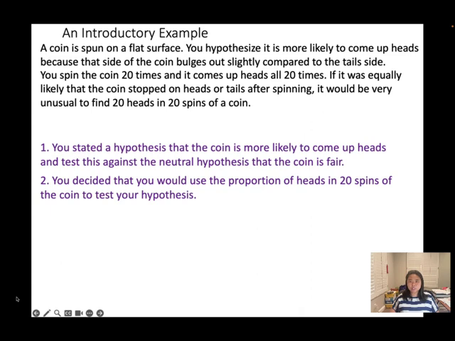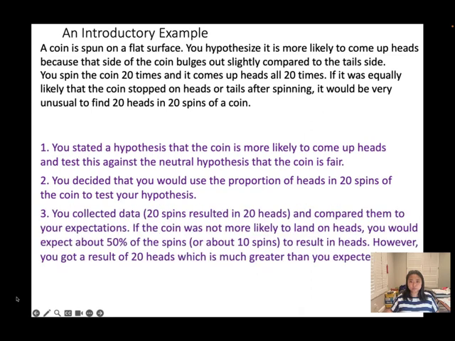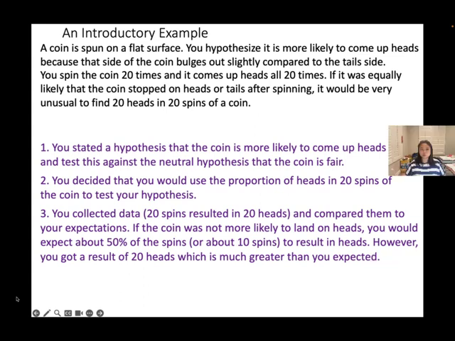After that, we collect the data. We find that 20 spins result in 20 heads. We know that this is very unusual. Then we use this data to compare to our expectation. If this is a fair coin, we would expect 50% heads and 50% tails. However, we just got 20 heads, which is much greater than what you would expect.